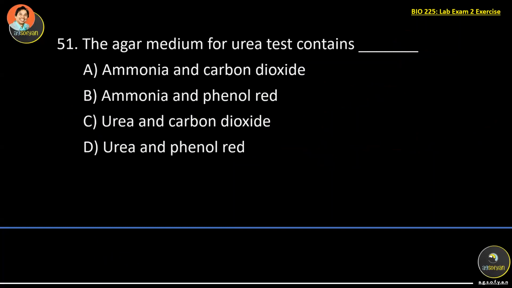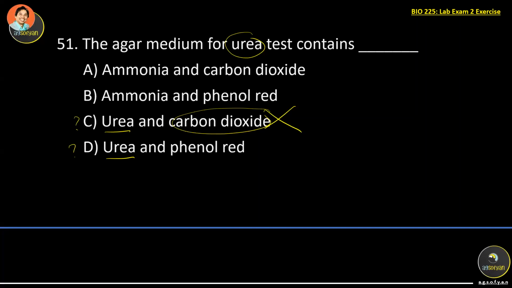The agar medium for urea test contains what? Okay. What are the contents? Of course, this is the urea test. It should have urea in it. So urea is the substrate. And carbon dioxide, so this is a choice over here. Which one? Carbon dioxide is a result. So this is not contained in the media. This is the result after the process.